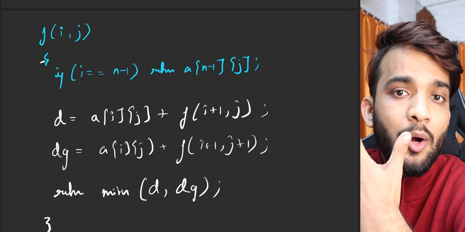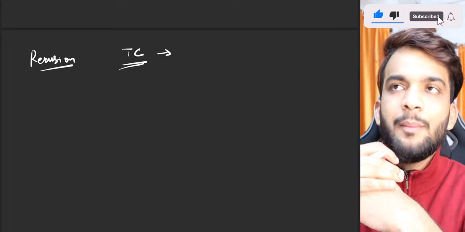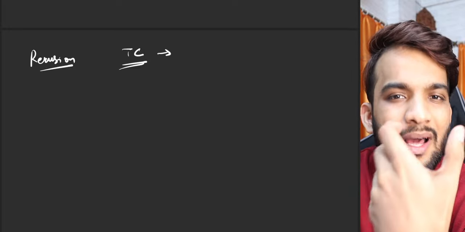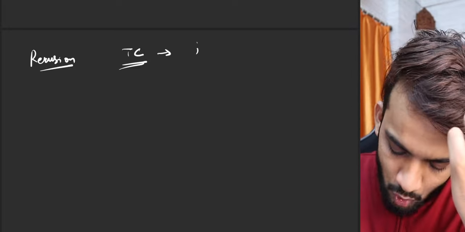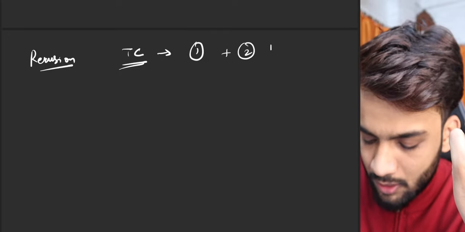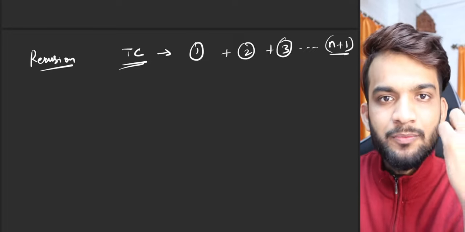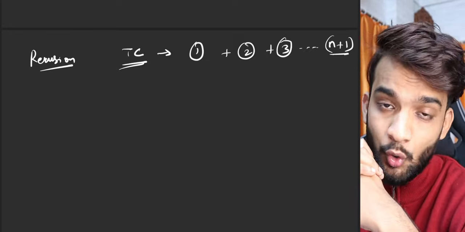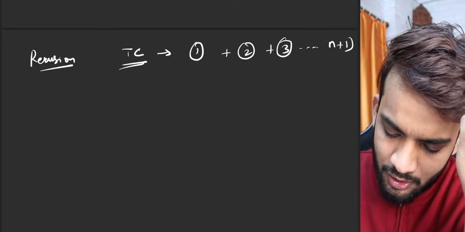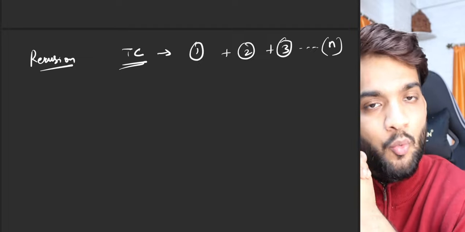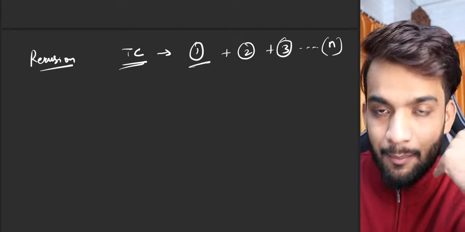Now, if I ask you the time complexity, what will be the time complexity of this recursion? Now, if I ask you how many rows and columns are there, then the first row has one column, the next row has two columns, the next row has three columns, and so on. We have n plus one columns at the last nth row. That's, or I think n columns rather. We have exactly n columns at the last row. So what we know is these are the number of rows.